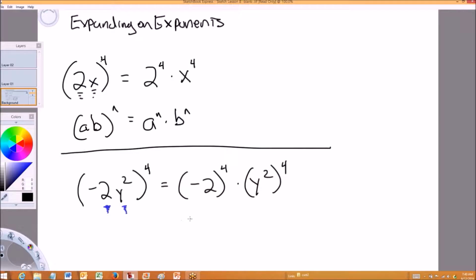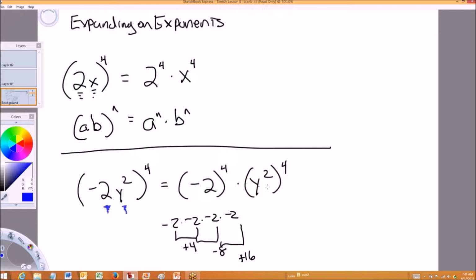Continuing on now, negative 2 to the 4th power. And you can work it out. You've got negative 2 times negative 2 times negative 2 times negative 2. These make a positive, so negative 2 times negative 2 is a positive 4, times a negative 2 is a negative 8, but negative 8 times negative 2 is a positive 16. So that's 16.